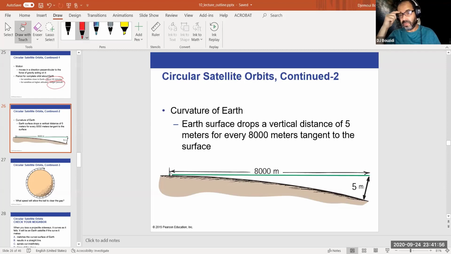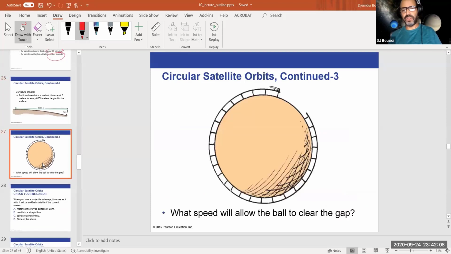Remember, after 1 second it's going to fall 5 meters, okay? So 8 kilometers per second should put it right in orbit. That's fast, that's super fast, okay? 8,000 meters per second, I don't know how many miles that is. It's going to be a very, very fast object.